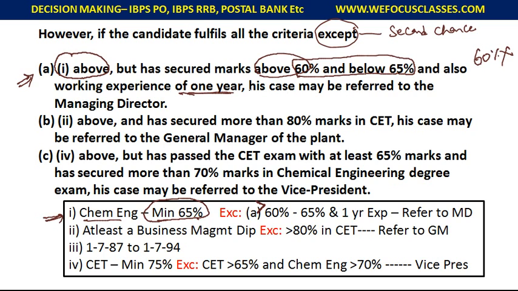So if he has chemical engineering, and he satisfied the second condition, the third condition and the fourth condition, but in the first condition he is lacking in marks, then you take the exception because he fulfilled the other three conditions. Then you take the exception and go for experience. If he has 1 year of experience, then refer his case to the managing director.